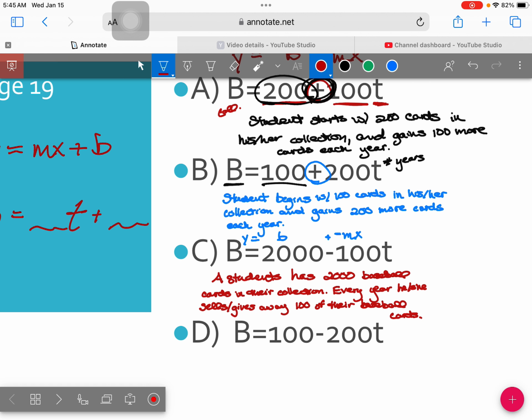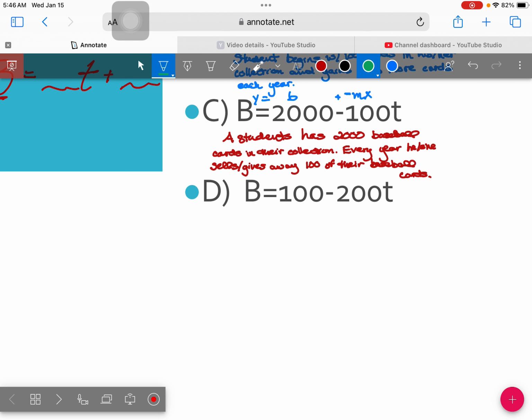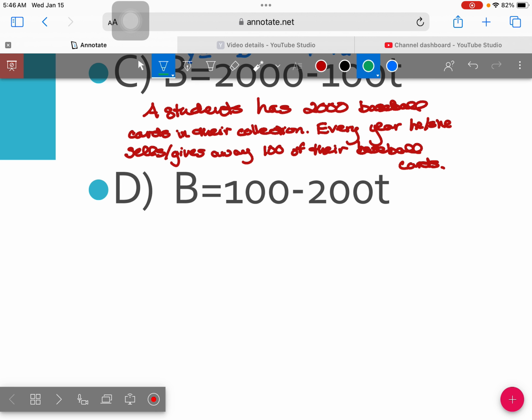So we have three different stories to each of these problems, which have slightly different numbers. And let's take a look at the last one. So in the student's collection, they have 100 cards to begin with, and they decide to give away or donate 200 cards per year.